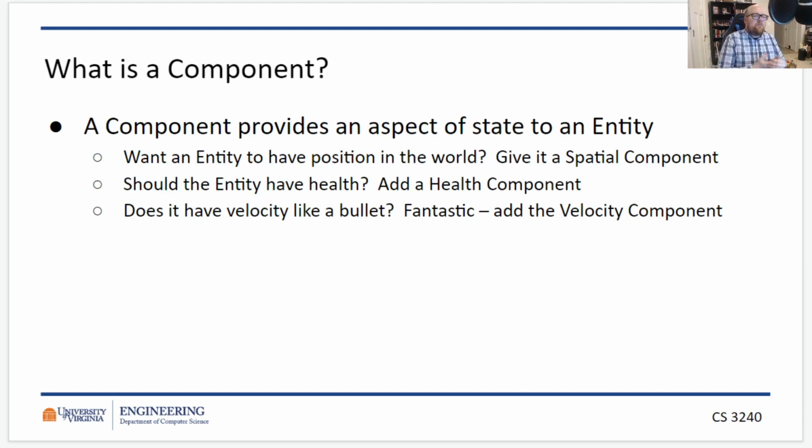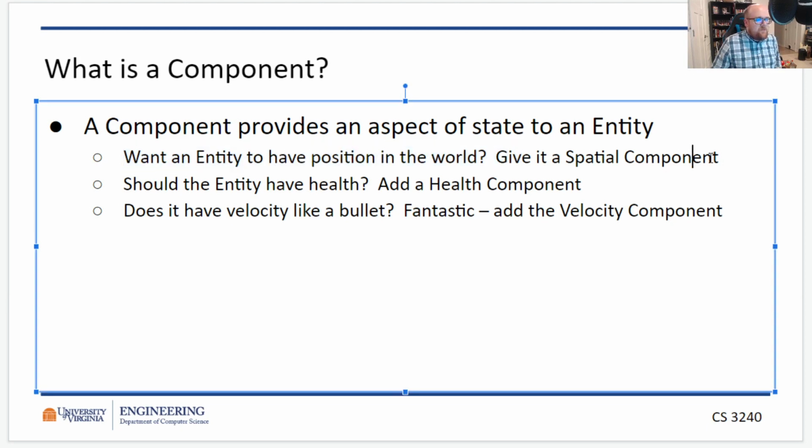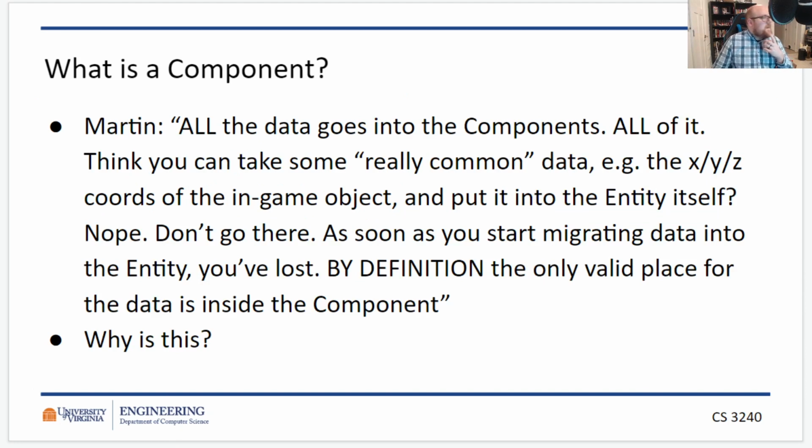The component provides any aspect to the state of an entity. So, want the entity to have a position in the world? You give it a spatial component. If you don't need the entity to be in the game world, you just need to do something else without a particular position, you don't give it this component. You want the entity to have health? Give it a health component. Does it have a velocity? Give it a velocity component. Right? If something doesn't move, you don't need to give it a velocity component at all.